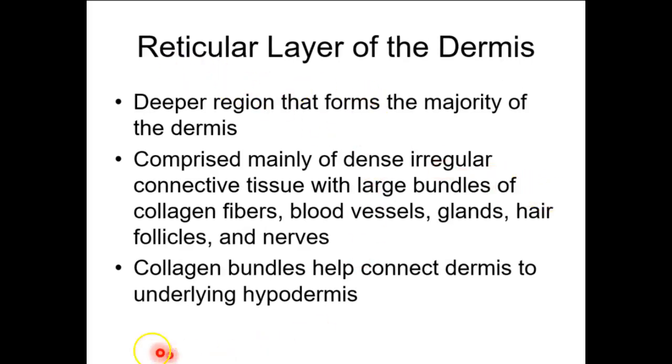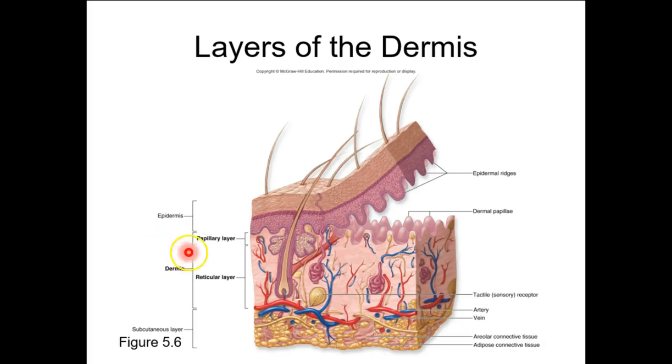That reticular layer is going to be very rich in collagen. What was our main function for collagen again? Strength. Resisting deformation. So dense, irregular connective tissue with lots of collagen, lots of blood. So this is a vascular layer, has blood vessels, lots of glands. Your hair follicles, I'm going to draw your attention to this.